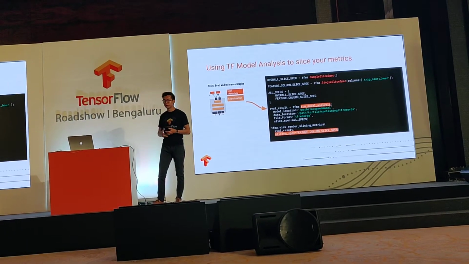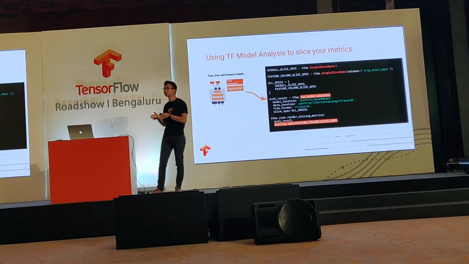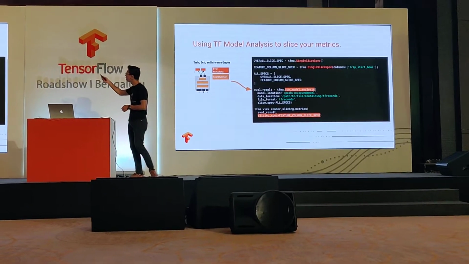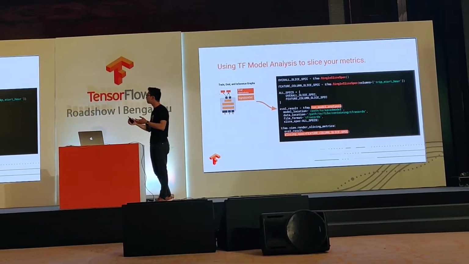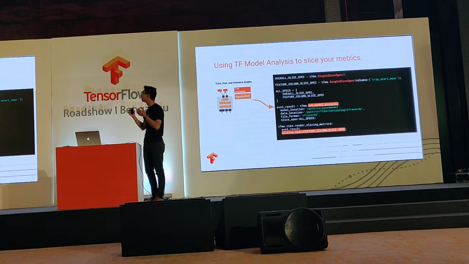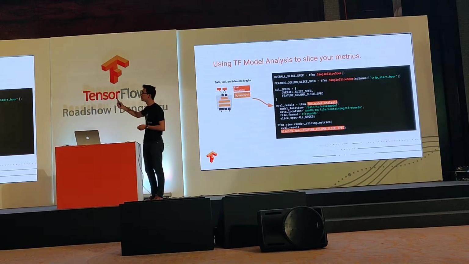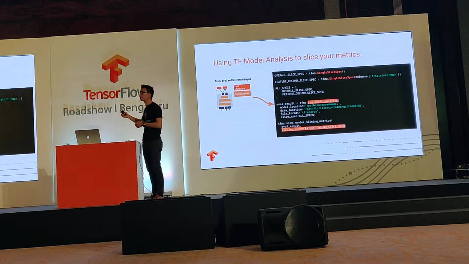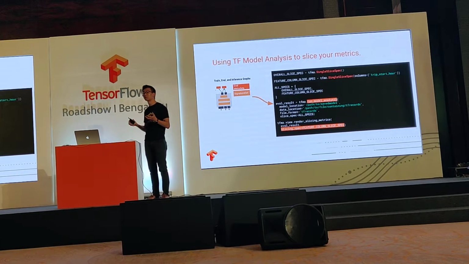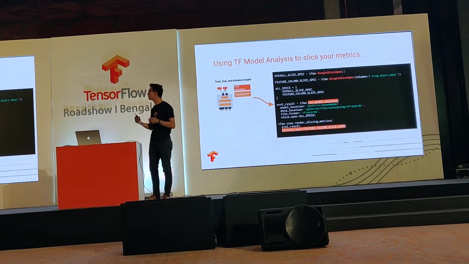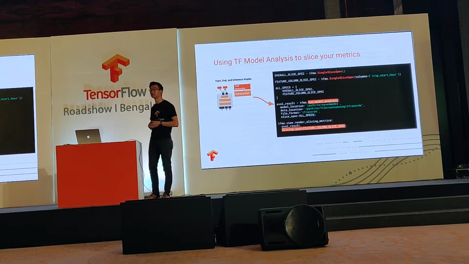So the solution to this is to slice our metrics based on feature columns. So at the very top here, we tell model analysis we want to slice our metrics on this feature column called trip start hour. We wrap that feature column in a slice spec. We pass that slice spec to all of the model analysis functions.